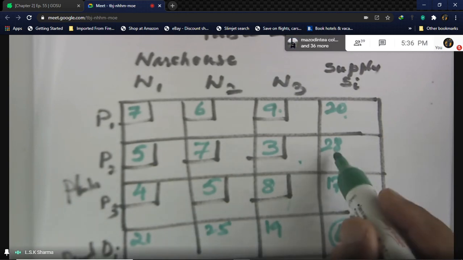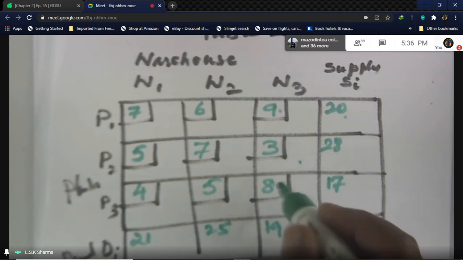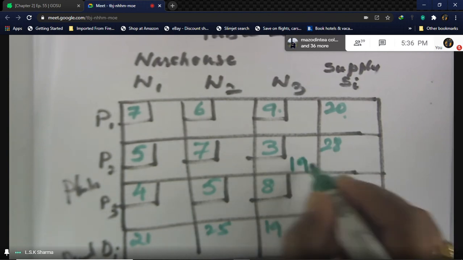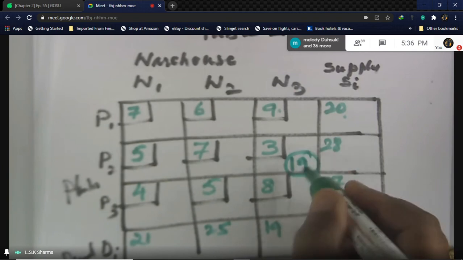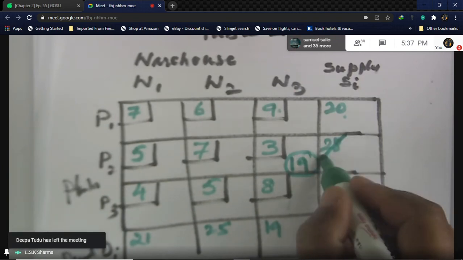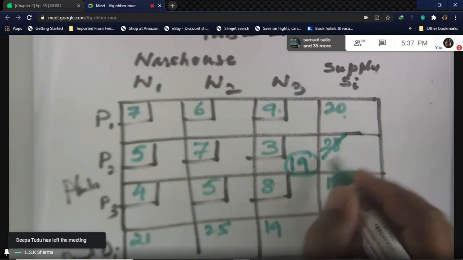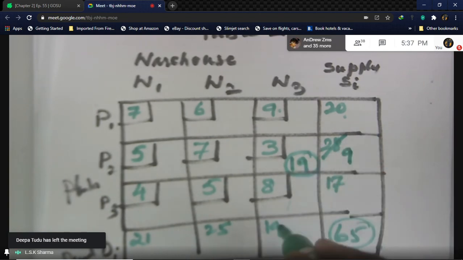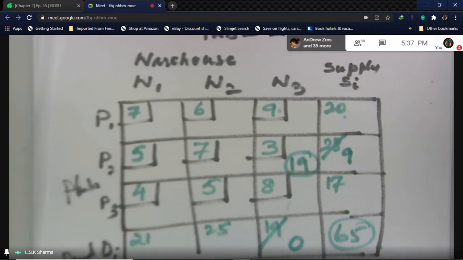So I can allocate which one is the least among them. So that is 19. Okay, and draw a circle on it. So subtract this 19 from 28. How much do I have? 9. Okay, and 19 minus 19 is 0. Okay, this is the first step.